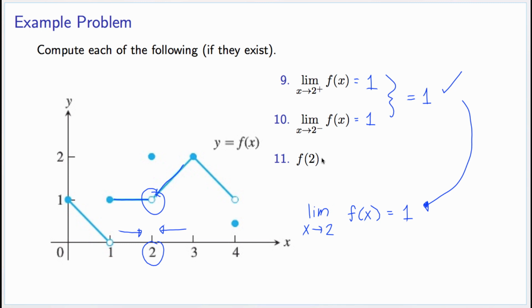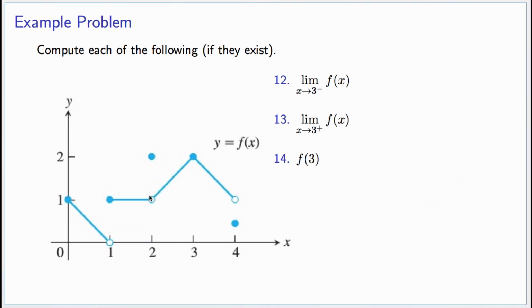And finally, what is f of 2? f of 2 is the value of f of x when we plug in 2. This closed circle here at x equals 2 tells us that the value of f of 2 is equal to 2. And this will be an important point moving forward. So the limit as x goes to 2 of f of x is equal to 1, that is actually different from the value of the function. The value of the function is simply what we get when we plug in x equals 2, whereas the limits are looking at what happens as x gets closer and closer to 2 from each side.